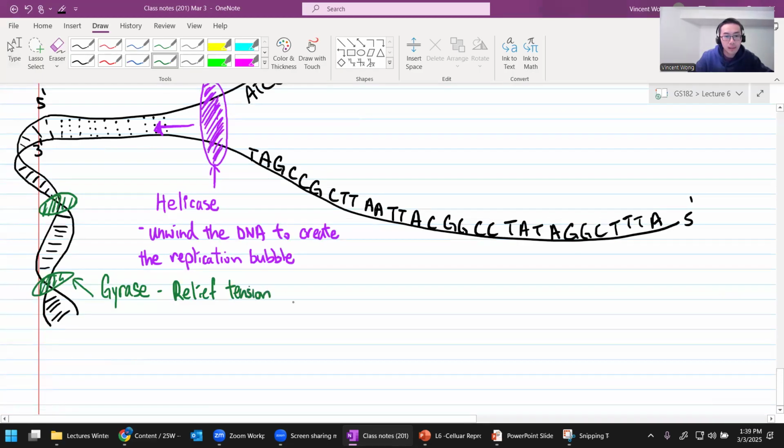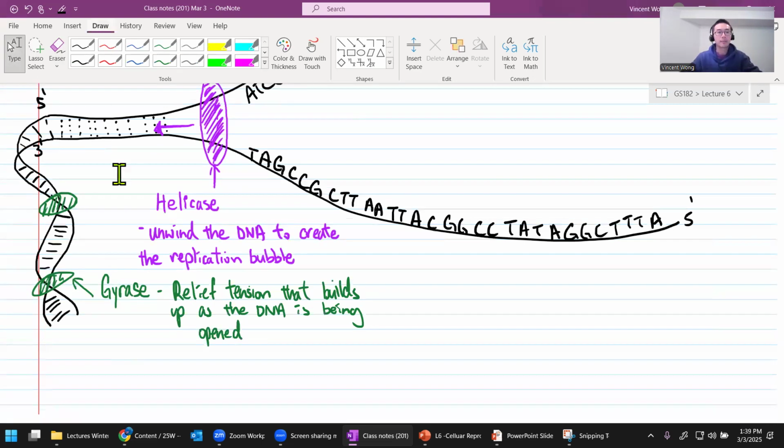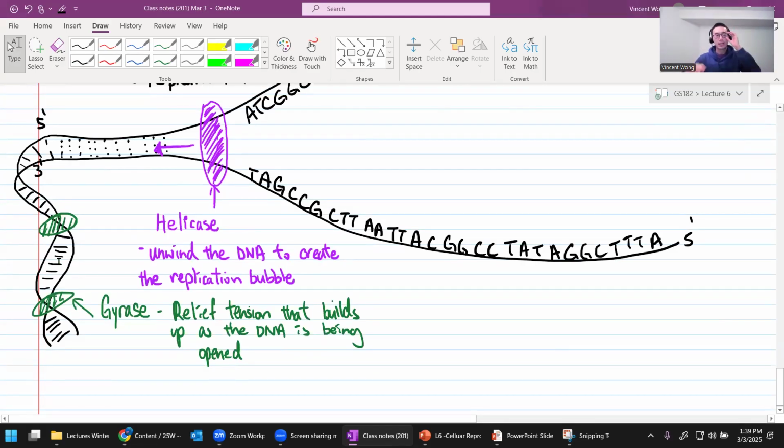And the function of the gyrase is to relieve tension that builds up as the DNA is being unwound. Okay, it's being opened, you can say, as that builds up as the DNA is being opened. If we don't have the gyrase, then there will be too much tension building up, and as a result, the molecule might snap, and we don't want that, of course.